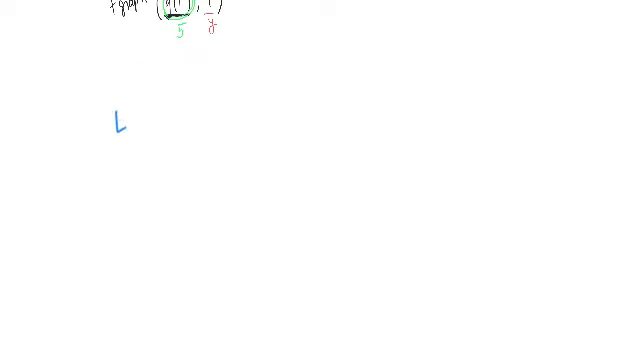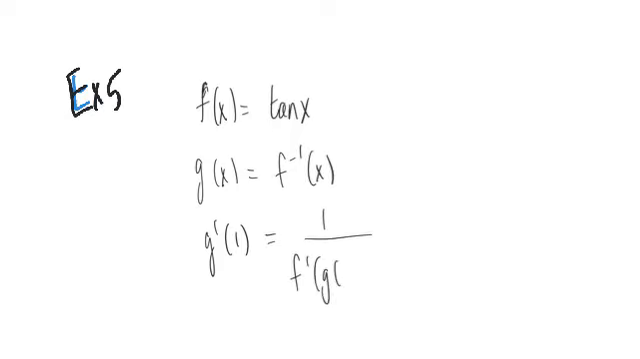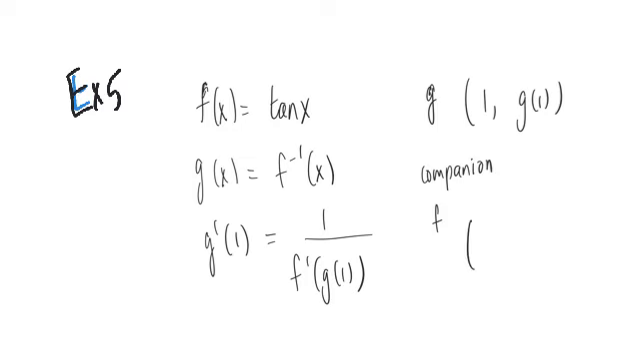Okay, so now we have example 5. So for example 5, f of x is equal to tan x. And g is given as the inverse of f, and then we're asked to find g prime of 1. So we'll start with g prime of 1 is 1 over f prime of g of 1. Then we know that on the g graph, I'm at the point 1 comma g of 1. So the companion on the f graph is going to be 1 as the y value, and we're going to try to find our x value. And that x value will be g of 1.